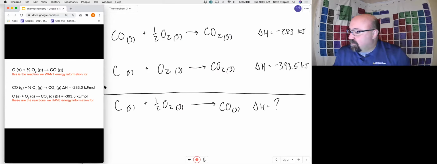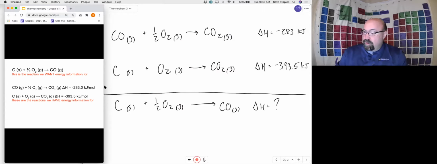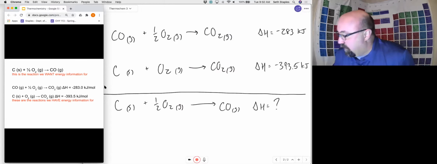And so when we start to look at these, at how we want to manipulate these equations, keeping all of that in mind, keeping in mind that we need to get everything that we're looking for, our products and reactants, on the proper side, and everything we don't need needs to cancel out. With those in mind, let's take a look at these equations.